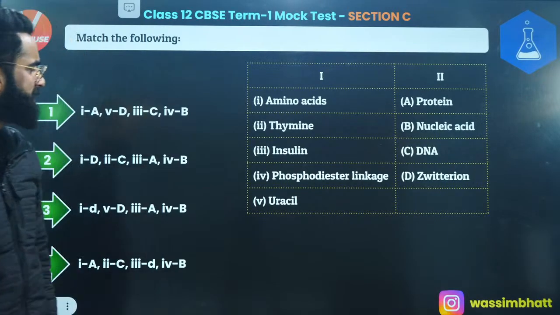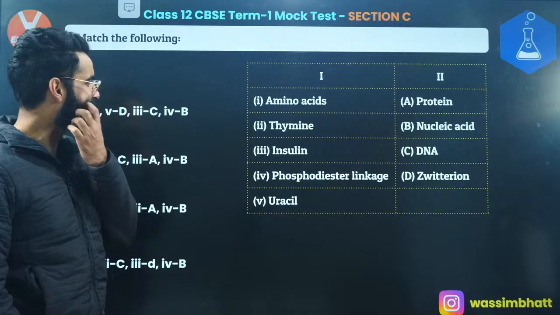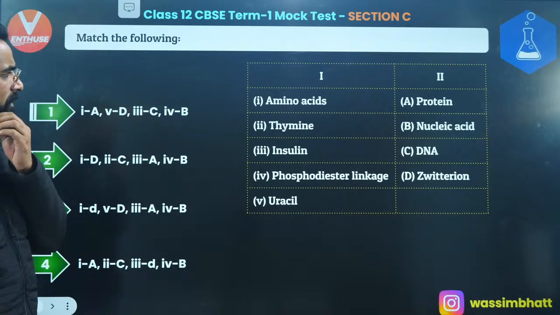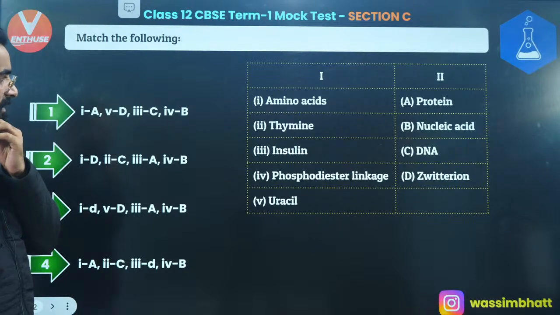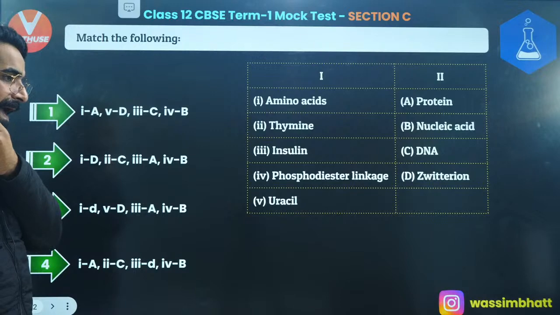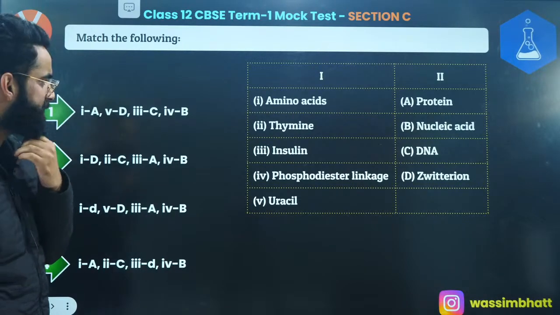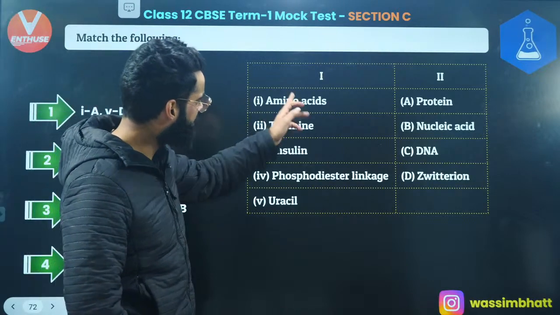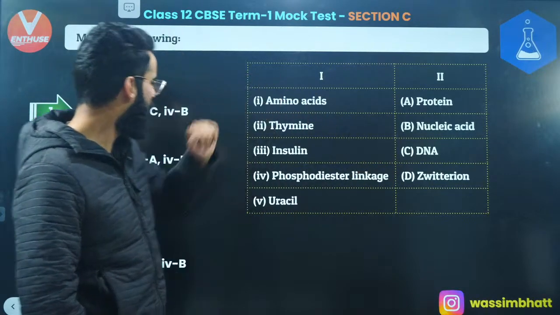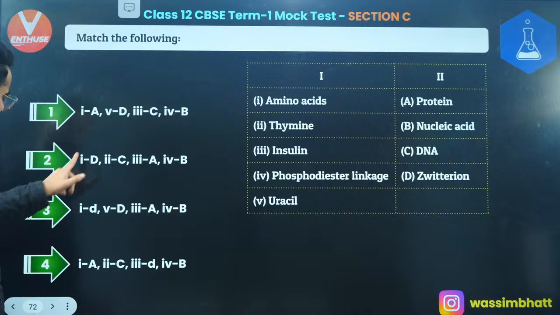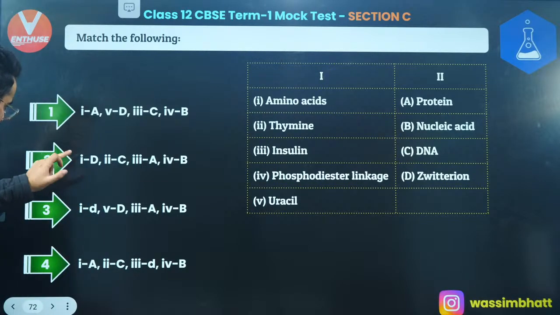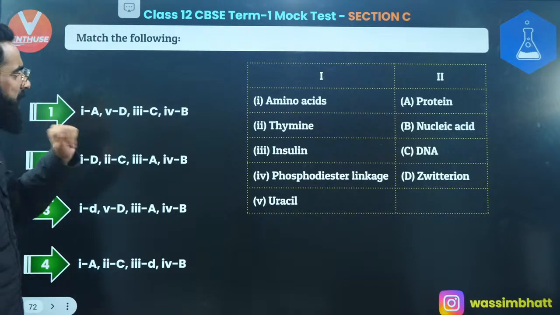Okay, match the following. Amino acids. They form what? They form proteins, right? What is going to be the answer of this question, guys? And they form what? They form zwitterion. Perfect. So you are going to attach amino acids with zwitterion. So one you are going to attach with D. One with A, one with D. So either two or three.